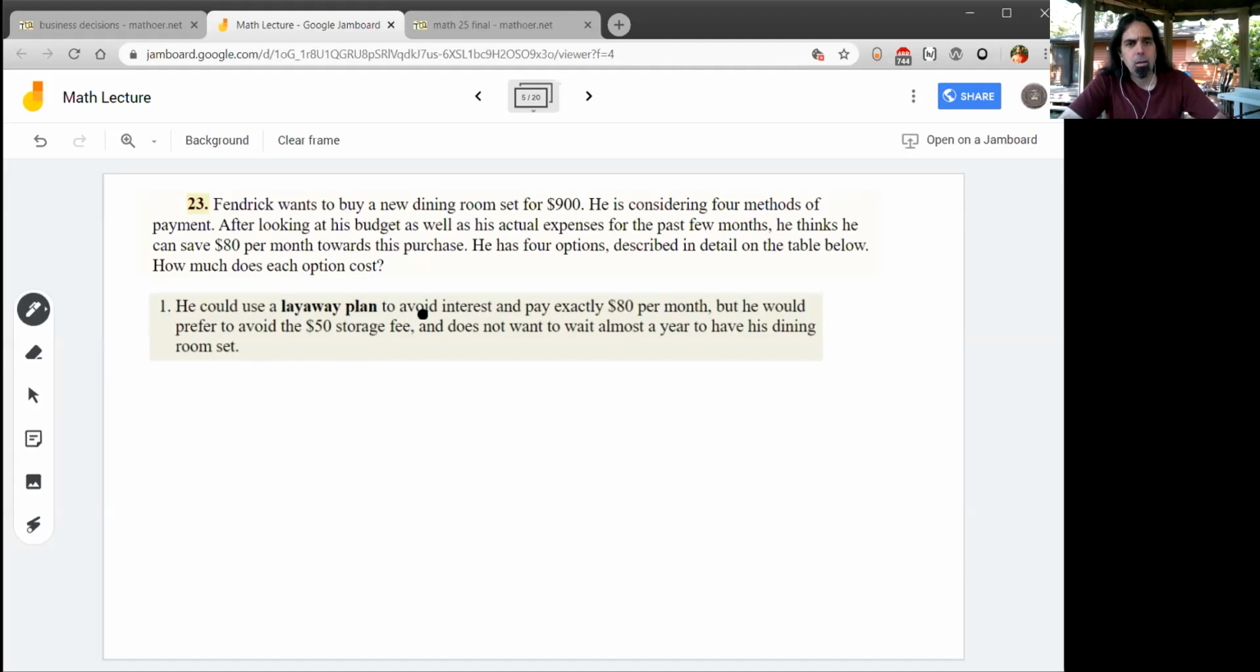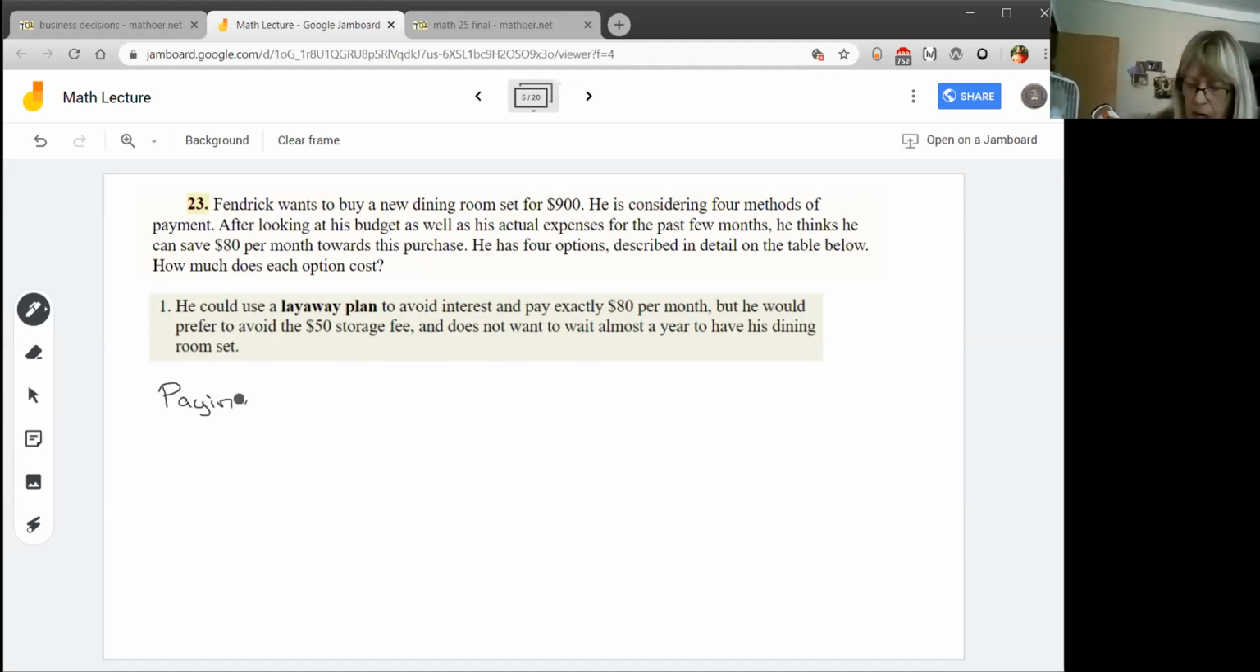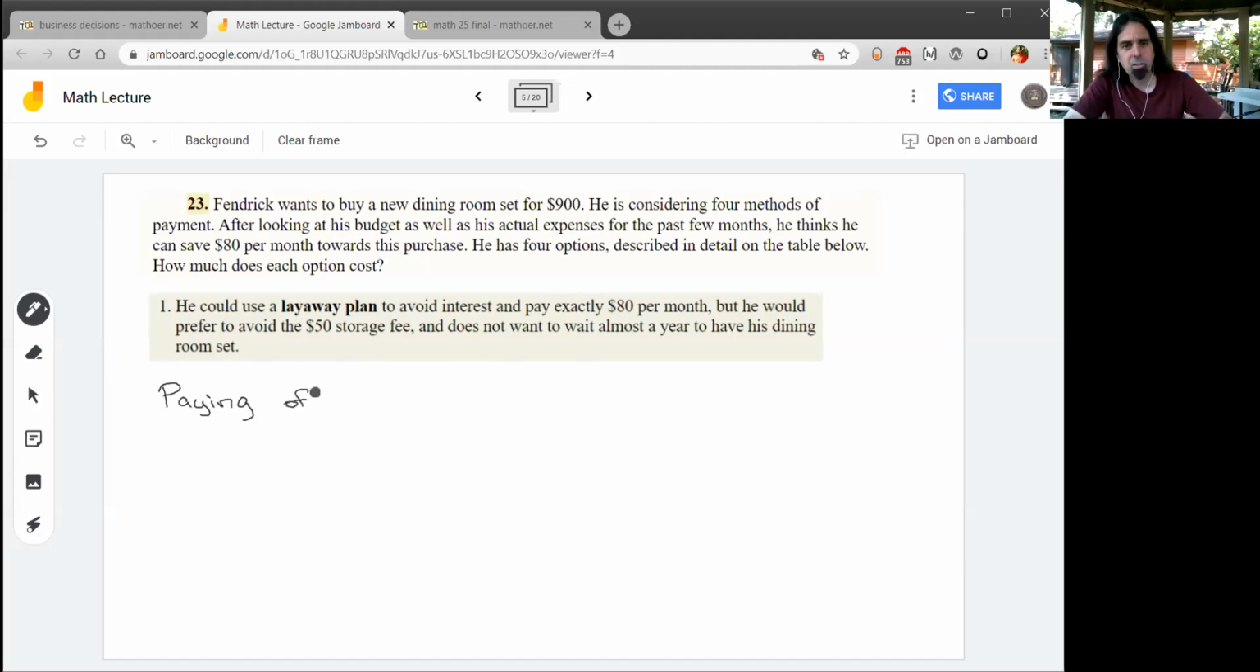So, how many months would he have to pay 80 to have a total of 900? How do we find that out? Divide. Yeah. How many 80s go in 900? That's the division.